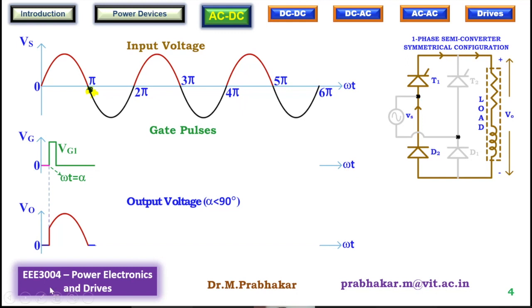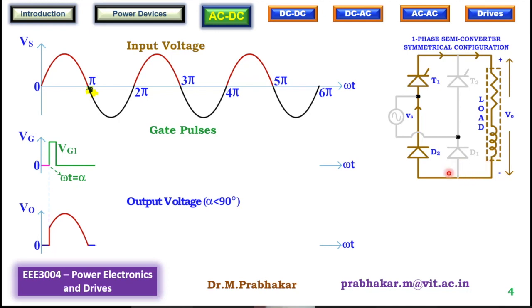Now just observe the circuit. Just after omega t equal to pi, because the supply reverses, diode D2 will be forward biased. Or in other words, the stored energy in the inductor will not allow the current to go down to 0. Therefore, it will force D2 to conduct. T1 is not a problem at all, because the current through T1 should go down to 0 only then T1 will be turned off. But that is not happening at omega t equal to pi or slightly after.